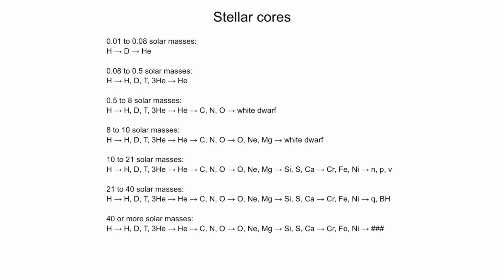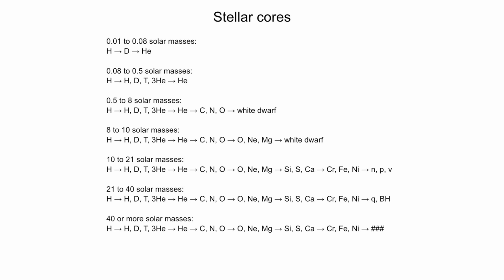Now let's talk a little bit about the types of fusion that happen inside of stellar cores. So for brown dwarfs, which are from 1/100th to 8/100ths of a solar mass, it can only fuse hydrogen to deuterium and then to helium-3 and 4, but much of the helium-4 will photodisintegrate before it can refuse back into helium-4, so mostly helium-3.